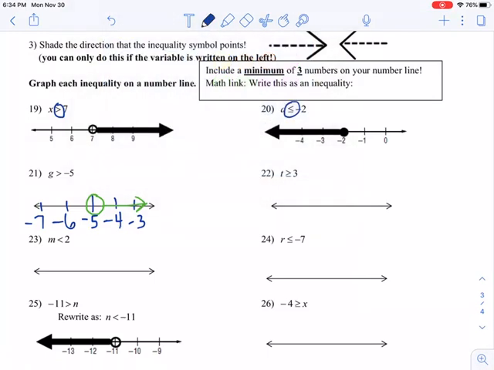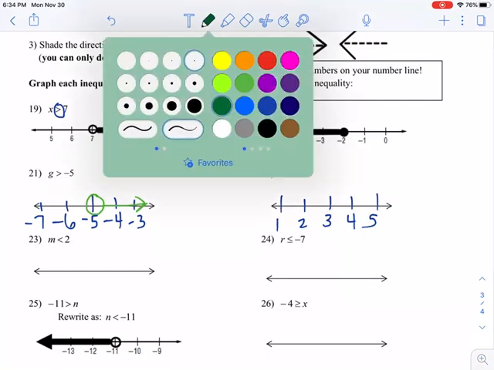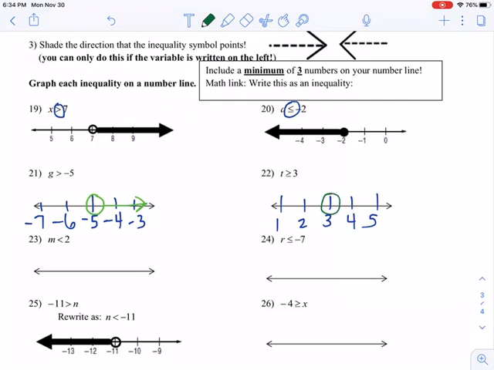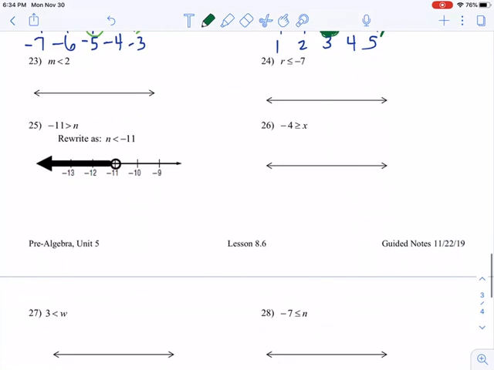Okay, number 22, T is greater than or equal to 3. So I'm going to use 3 there. And greater than or equal to, so it is an open circle. Actually, it's a closed circle. I was going to say an open circle that's closed in. It is a closed-in circle, and T is greater than, so we are going to the right. If the variable is to the right and you would rather have it to the left, you can always rewrite it. Just make sure your symbol is pointing the correct way.